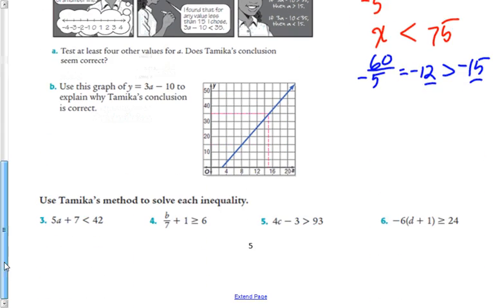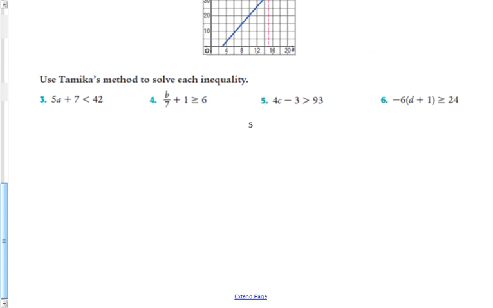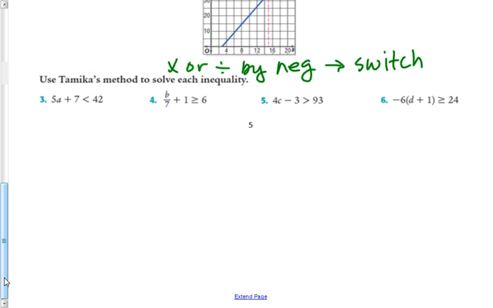All right, I'm going to ask that you go ahead and solve these four problems right now. And when you're solving them, if you multiply or divide by a negative, then you're going to switch the sign. All right, so try these, and I'll check back with you.